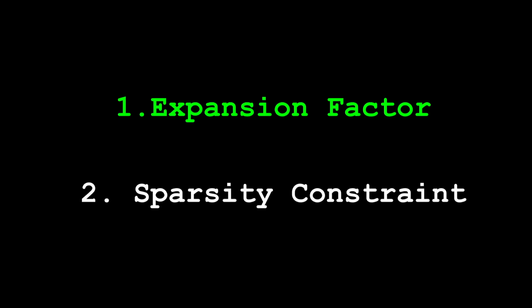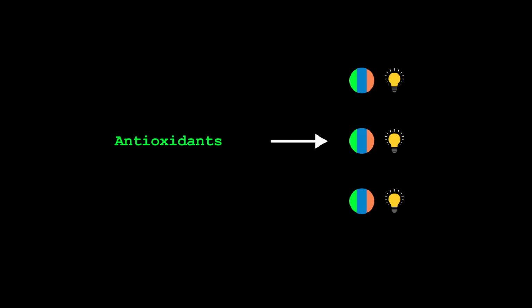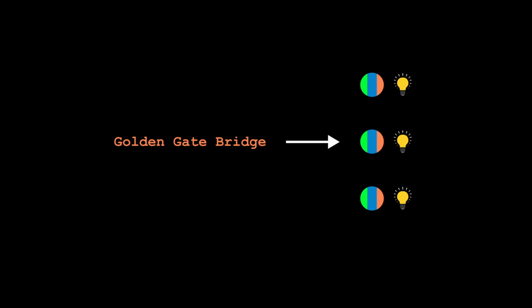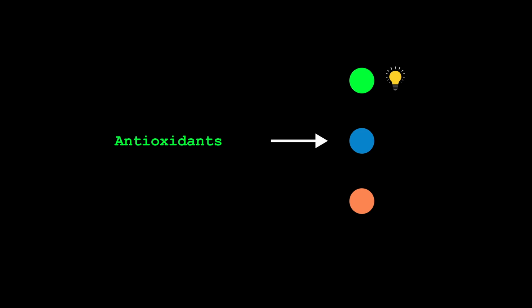So that's one step, but how do we make sure that our problem of everything activating everything doesn't continue? We can add a sparsity penalty to activations. Let's say our dataset contains three features: antioxidants, the Golden Gate Bridge, and water bottles. Without a sparsity penalty, all of these neurons will activate for each input. But with sparsity, the network is incentivized to arrange features in a way that only a few neurons activate for each input.